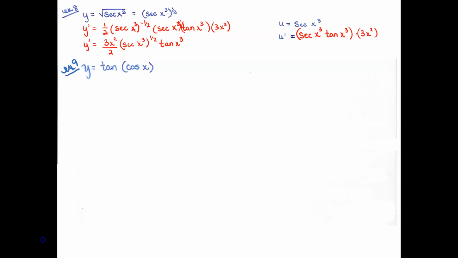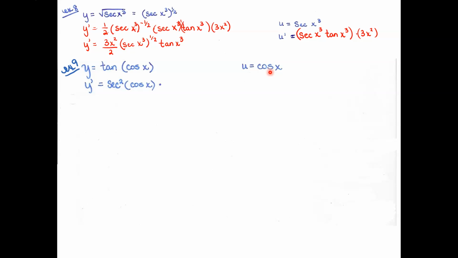Here are a few more examples of the derivative of a trig function using the chain rule. For example number 9, we have the tangent of a quantity, so we're going to need to use chain rule. I'm going to take that quantity and bring it out here to the side for just a second and say u is equal to cosine x.